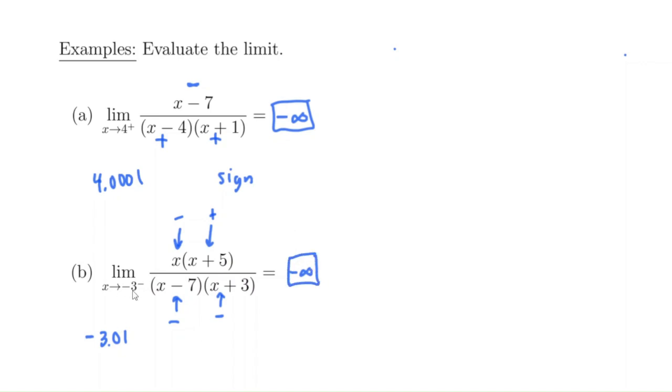Okay, what if we had approached negative 3 from the right? Well, we'd be plugging in negative 2.999. All these would be the same except this one. This one would actually be positive, and that would change our final answer to positive.